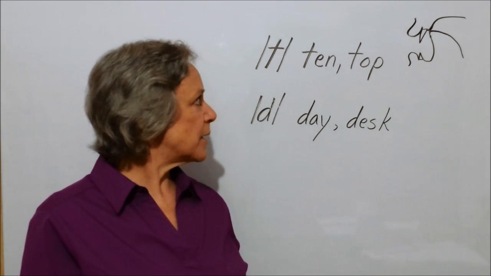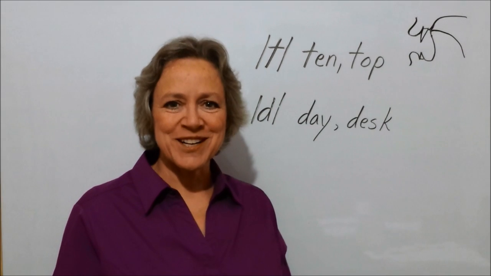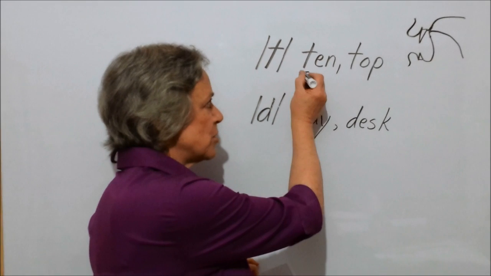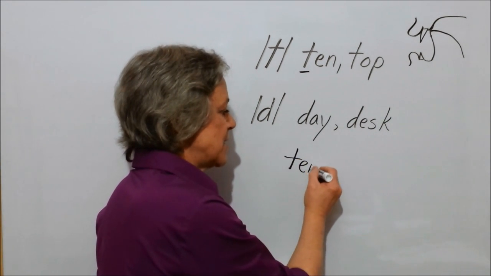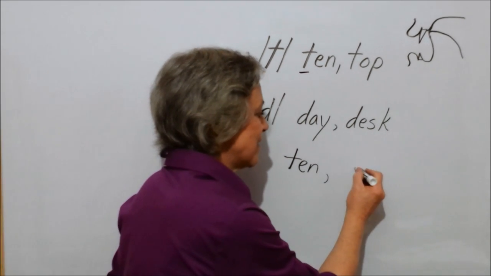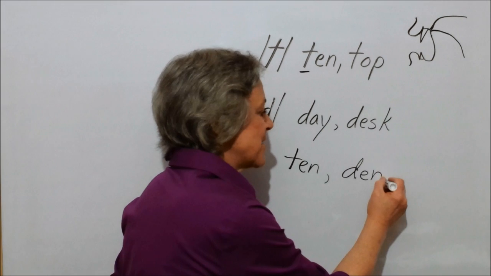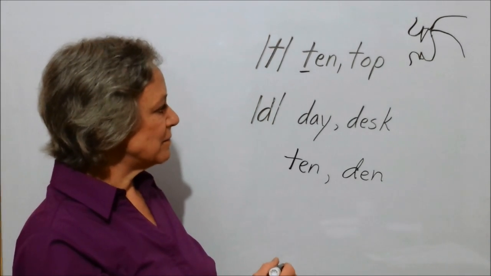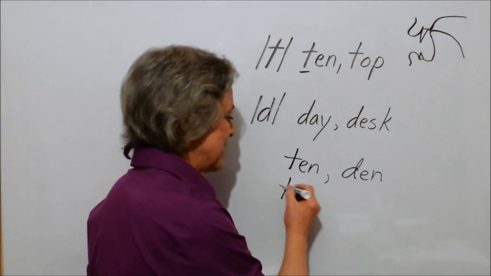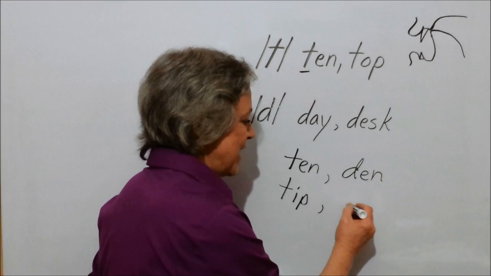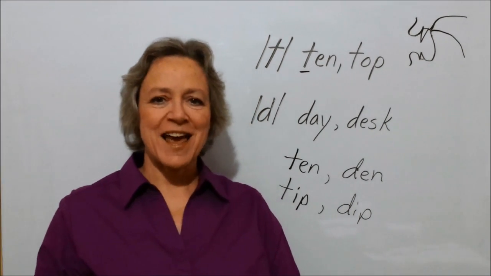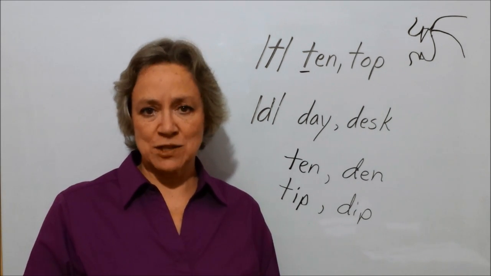Okay? So I should put two words that are very similar here. I will write them now. So I'm going to write this word, ten, and then I'll write a similar word, but one that begins with D. Den. And, how about tip and dip? Let's practice these words and let's notice the difference in aspiration.